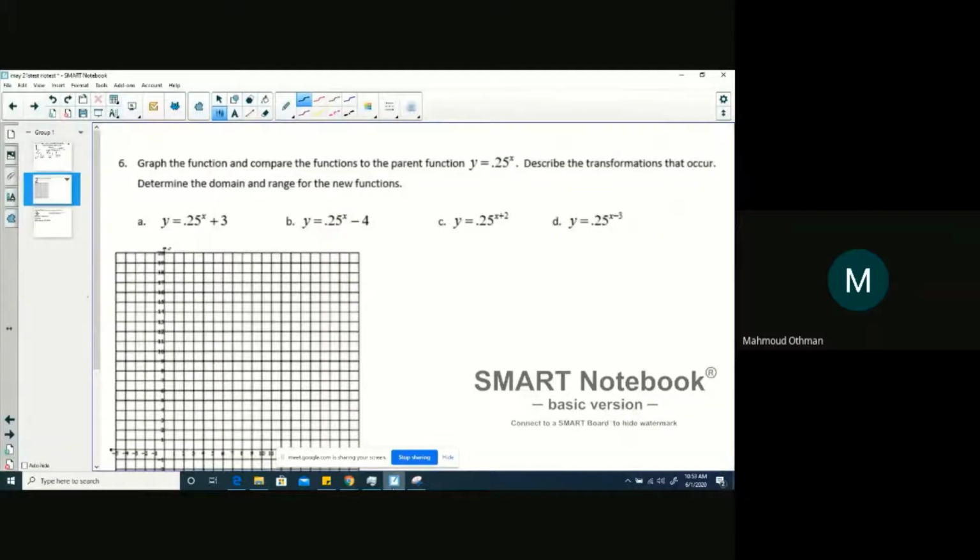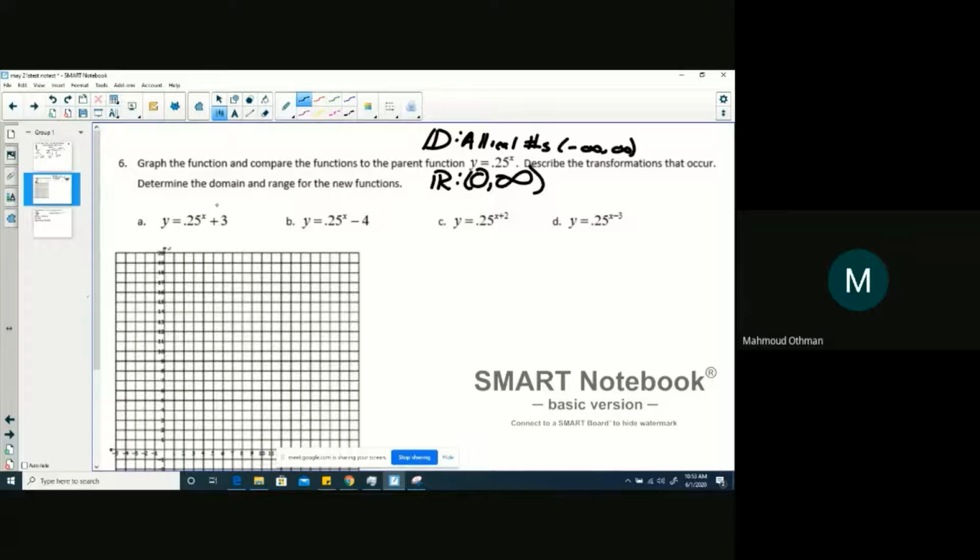So our parent function has the domain of all real numbers, or negative infinity to infinity. The range: this function gets really big and then small, so it tries to get to 0 and goes all the way to infinity. This is the normal exponential function.